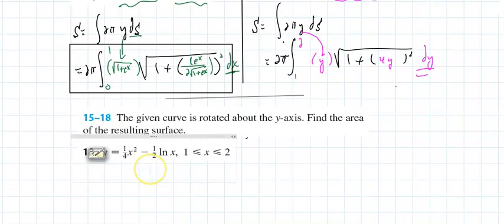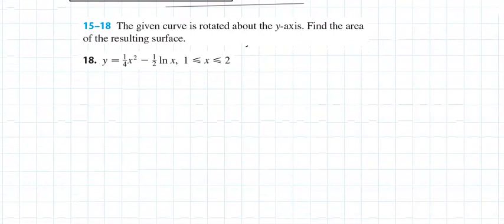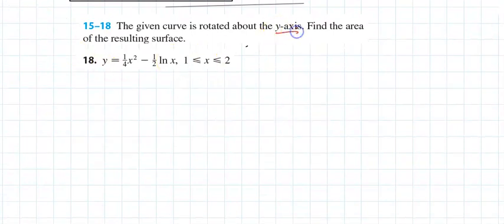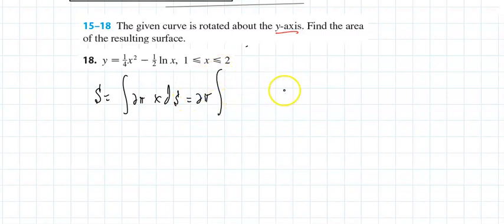Okay, the last problem I want to look at is problem number 18. And here we are rotating about the y-axis. So we know that S equals the integral of 2 pi x ds. And you could check online to see the formula that I'm going to give you on the exam. It already includes those in it.